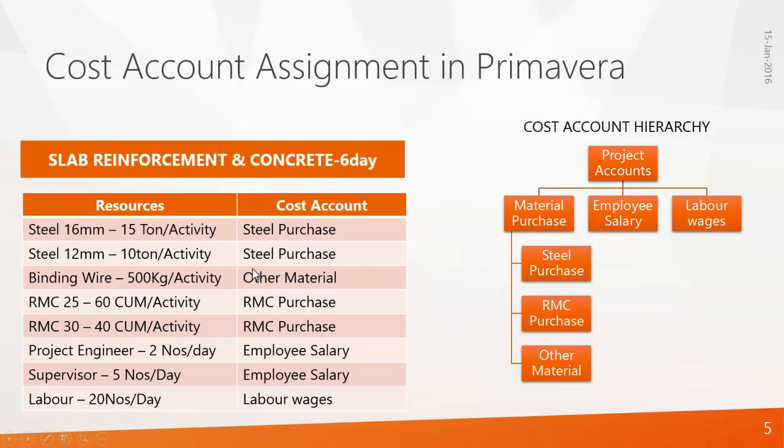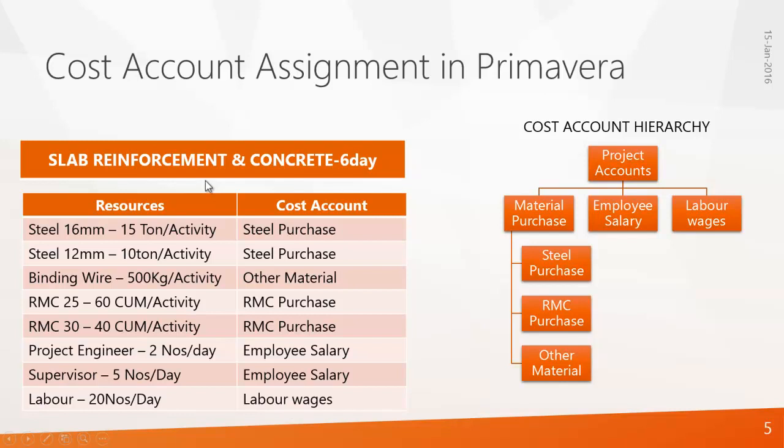In Primavera, when you assign resources to an activity, you have to assign the cost accounts as well. For example, steel is assigned under steel purchase, binding wire is under other material, RMC is under RMC purchase, project engineer and supervisor are under labor salary account, and laborers are under labor wages account. Now we will see how to do the same exercise in Primavera.